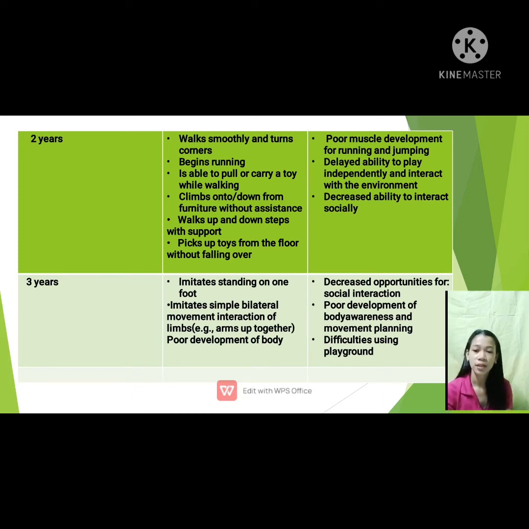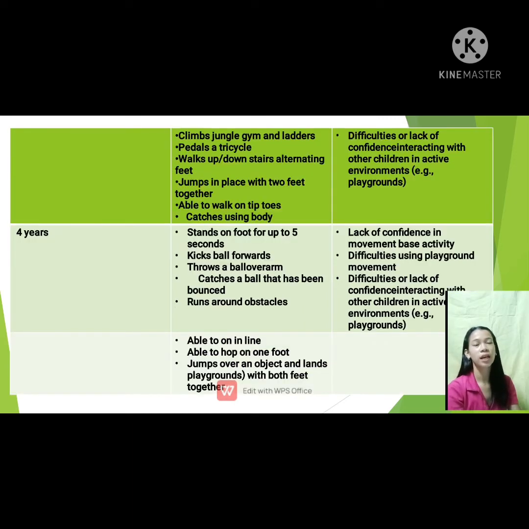Next is 3 years old. Imitates standing on one foot, imitates the simple bilateral movement interaction of limbs, climbs jungle gym and ladders, pedals a tricycle or a bicycle, walks up and down stairs alternating feet, jumps in place with 2 feet together, and is able to walk on tiptoes, and many more that we will see in the child in our house. Difficulties or lack of confidence.